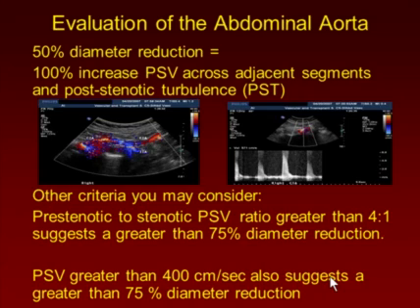In order to call a 50% diameter reduction that you might encounter across the course of an iliac artery, you need to have at least a 100% increase in the peak systolic velocity from the adjacent segment and document the post-stenotic turbulence. There are some other criteria in the literature if you want to break down anything between 50 and 99% stenosis, and sometimes a ratio greater than 4:1 is used to suggest a greater than 75% diameter reduction, or a peak systolic velocity greater than 400 centimeters per second.